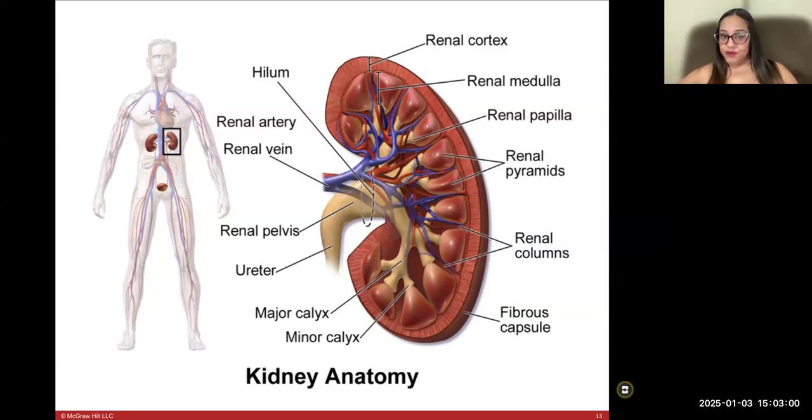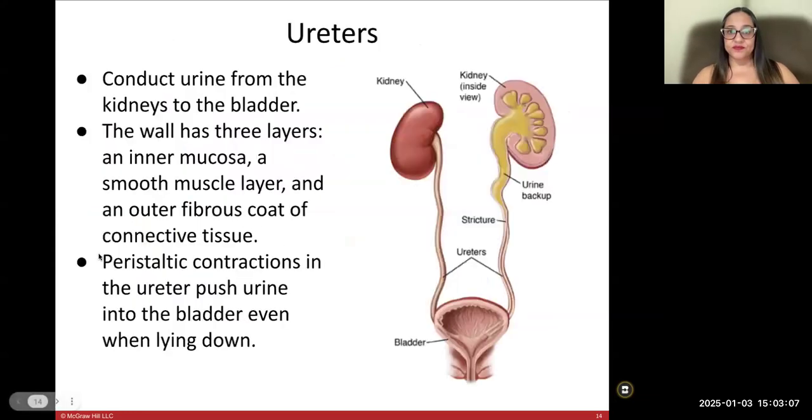And then there's the renal pelvis, which leads to the ureter. That's where the urine flows to the next stage. So ureters conduct urine from the kidneys to the bladder. The wall of the ureters has 3 layers: an inner mucosa, a smooth muscle layer, and an outer fibrous coat of connective tissue.